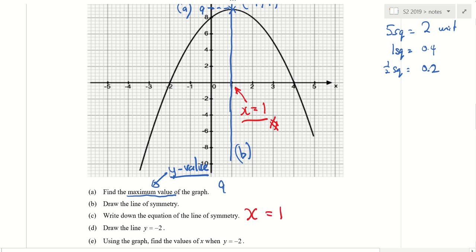Easy? Why? Because it cuts the x-axis at 1. So you see that this line is called x equals to 1.